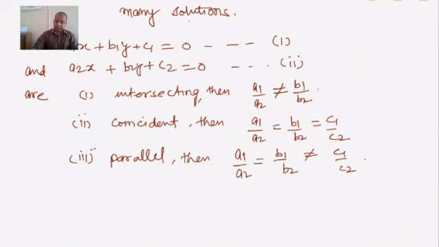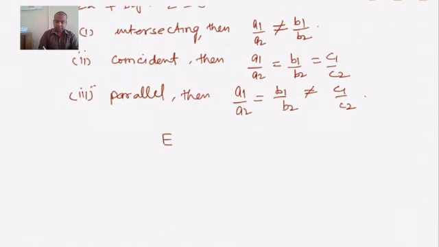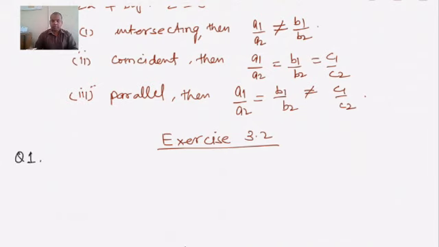Now come to exercise 3.2. Question number 1. 10 students of class 10th took part in a mathematics quiz. If the number of girls is 4 more than the number of boys, find the number of boys and girls who took part in the quiz. It is given here that the total number of students who took part in the mathematics quiz is 10 and the number of girls is 4 more than the number of boys.